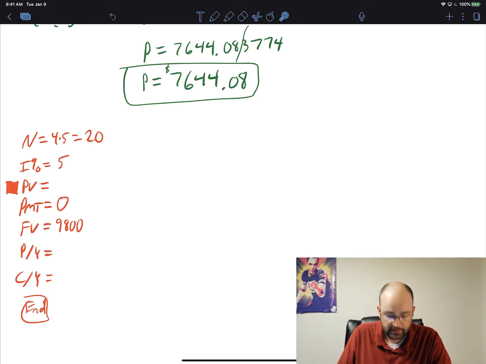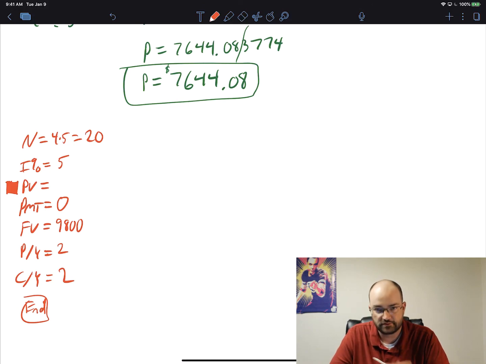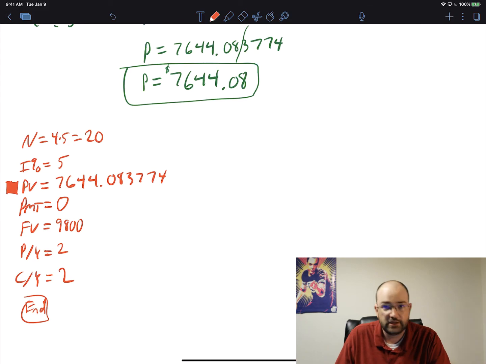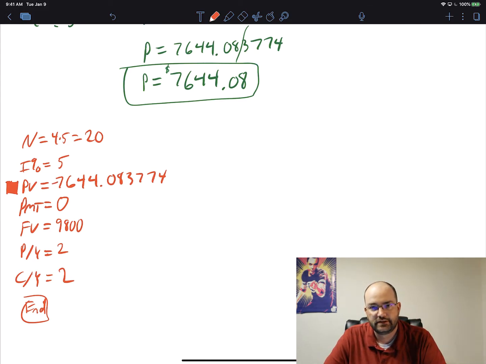Payments per year, compounding events per year are 4. In other words, the compounding events per year. And then scroll back over PV, do alpha enter, and PV will then tell you the 7644.083774. The exact same thing. Well, technically it'll show you negative. The reason it will show you negative is because that's what you need to put into the bank today to have or to receive the positive 9800 in the future.